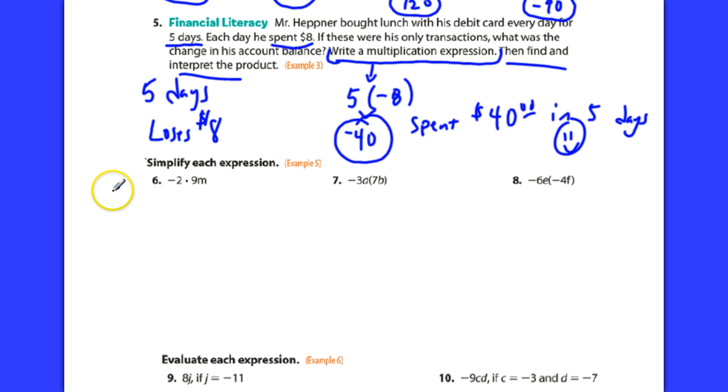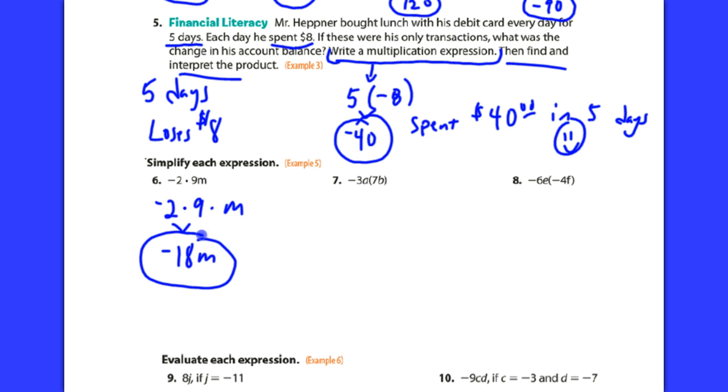Okay, let's move on down then to number 6. It says simplify each expression. Now you notice something a little different here. You have negative 2 times 9 times m. All that means is this. Please write this down. I'm going to be looking for it. Negative 2 times 9 times m. It's just these three things being multiplied. Well, since we don't know what m is, we can go ahead and multiply the numbers. Negative 2 times 9 is negative 18. And that's all we can do to simplify that. We're just taking the expression and making it more simple. So you multiply the numbers and then you just put the variables together because when they're touching, it means to multiply.